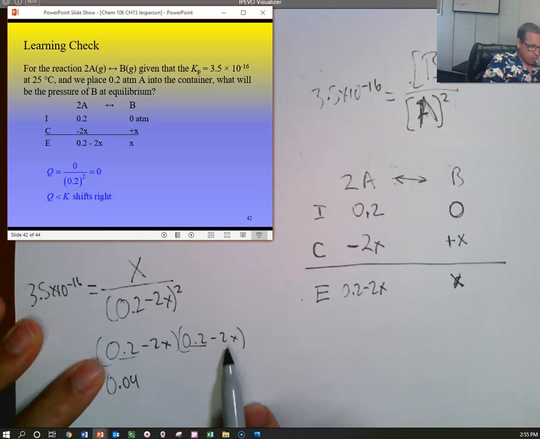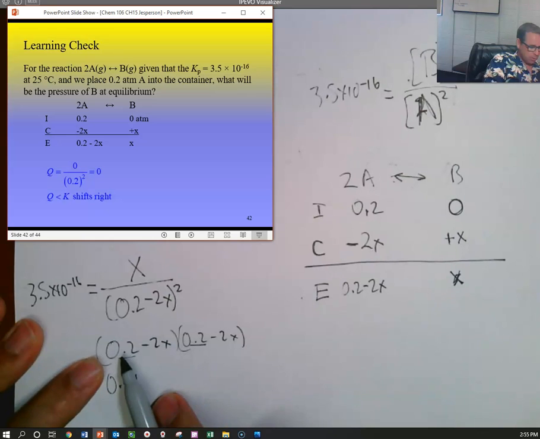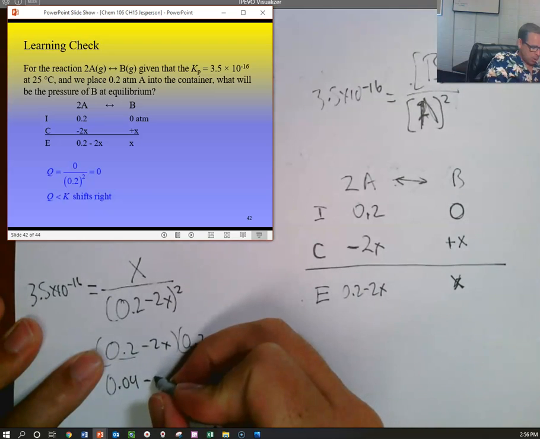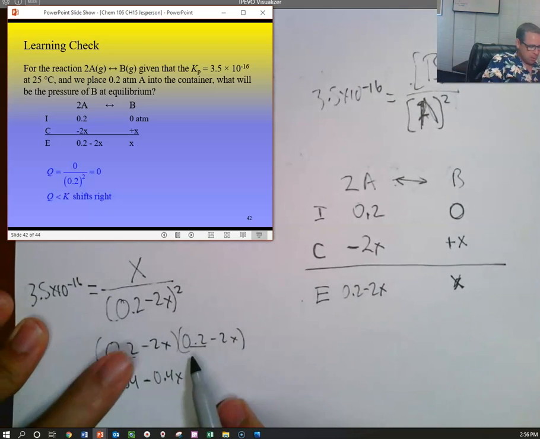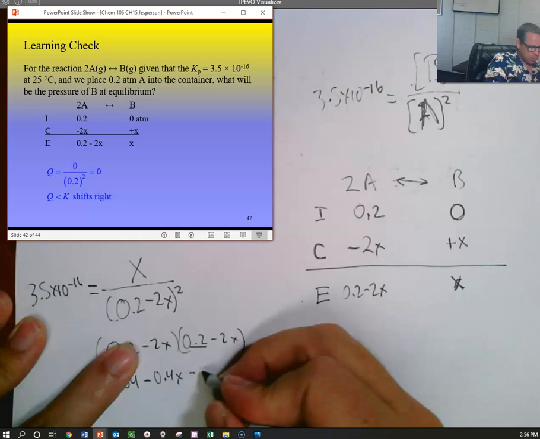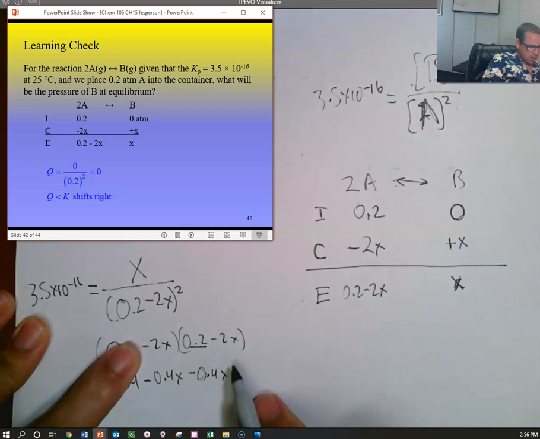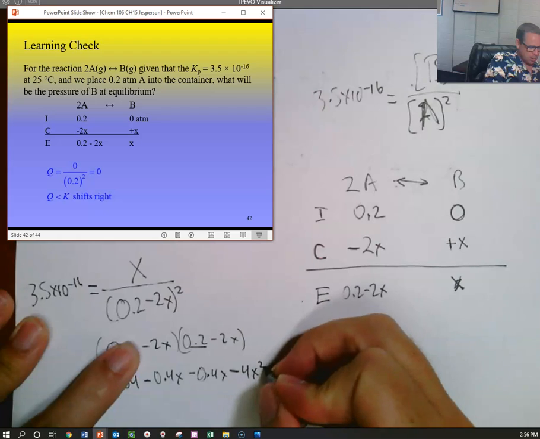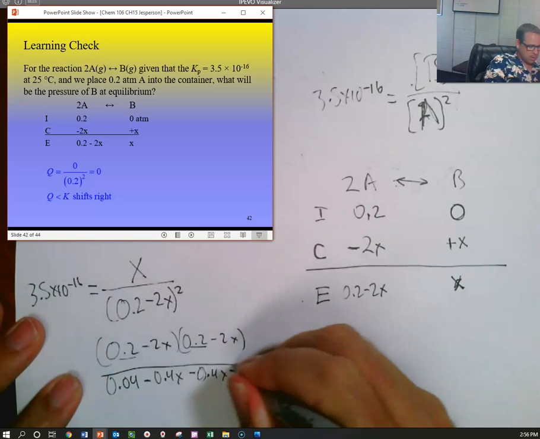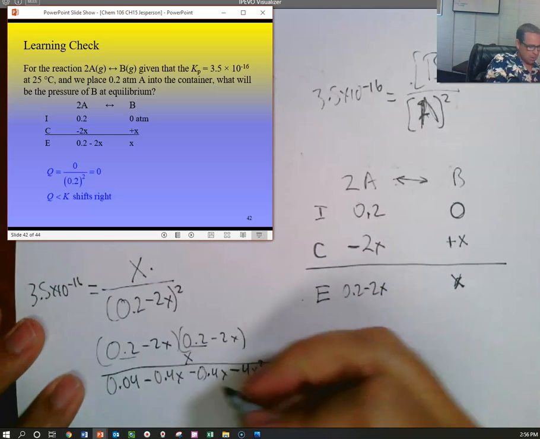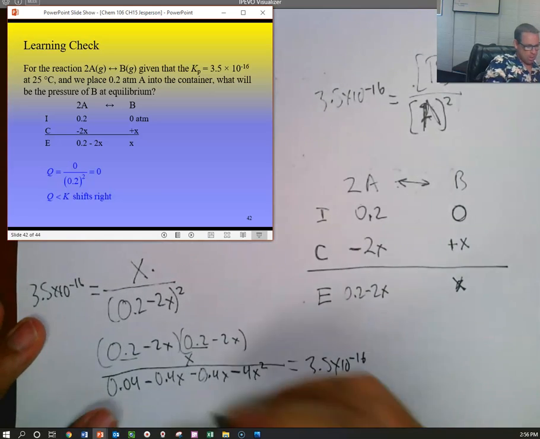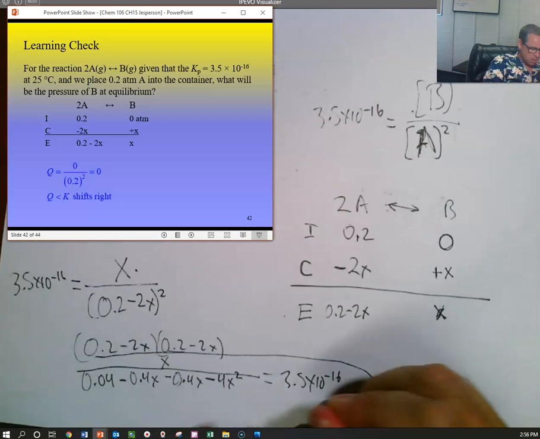0.2 times 2, that was our first outside. Yeah, 0.2 times a negative 2x, so negative 0.4x. We do that again here. Negative inside, right? Negative 0.4x. And then the end here, minus 4x squared. All right. Again, all of that is under x, and all of that is equal to 3.5 times 10 to the minus 16.